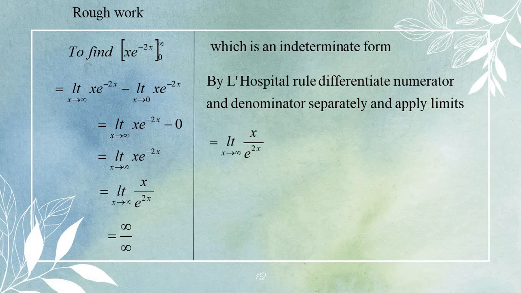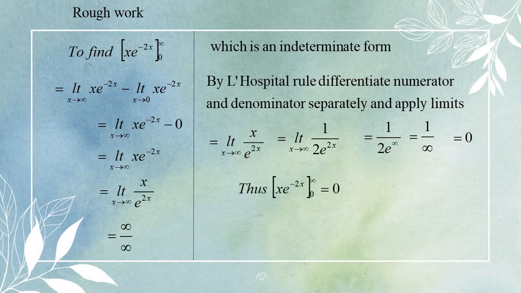So here this is our numerator x and this is our denominator e raised to 2x. Differentiate these separately. The differentiation of x is 1 and differentiation of the denominator is 2 into e raised to 2x. Now you can apply the limit. So you get the answer as 0. Thus, you get this term as 0. Upper limit is also 0 and lower limit also is 0. So our first term will be 0 in our integration.